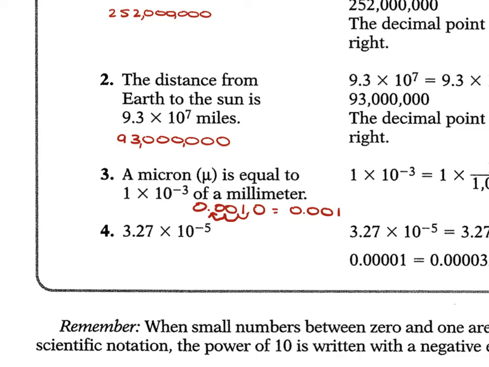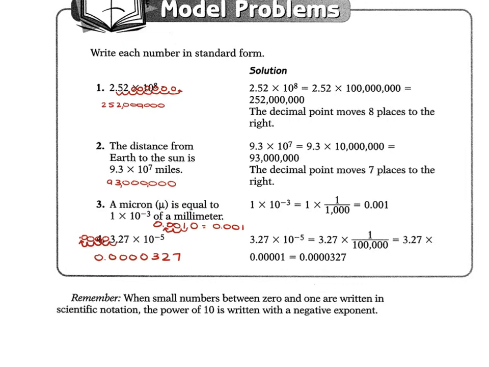For 4, same thing. We're starting with 3.27 times 10 to the negative fifth. So we're going to move to the left, go 1, 2, 3, 4, 5. Add in zeros. And then you're going to have 0.0000327. Your notes tell you to remember that when small numbers between 0 and 1 are written in scientific notation, the power of 10 is written with a negative exponent.